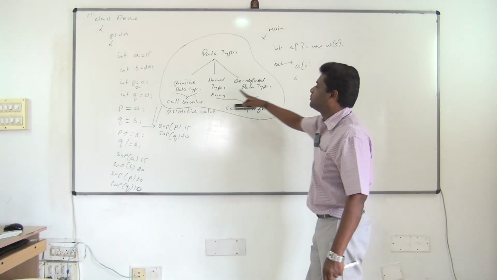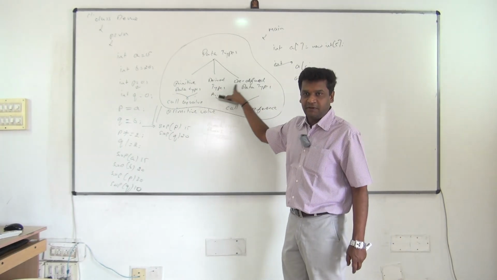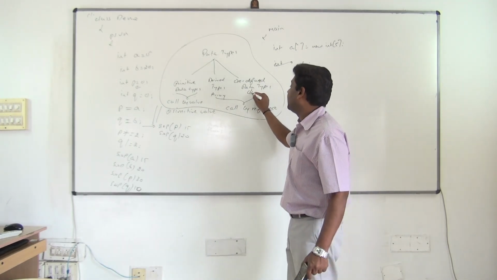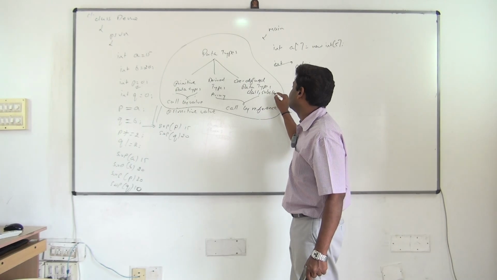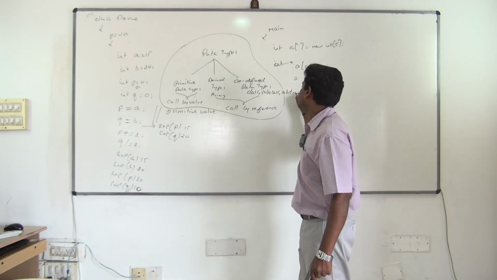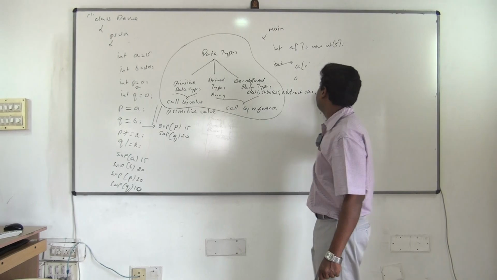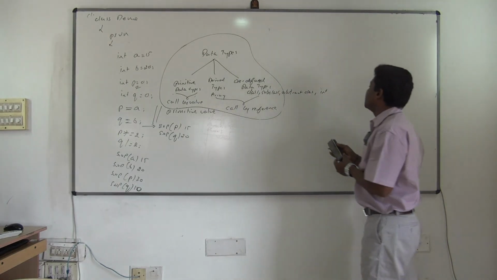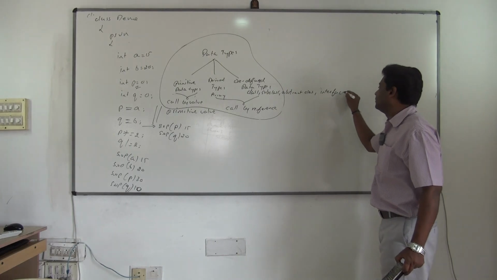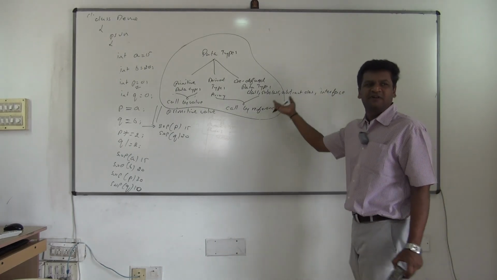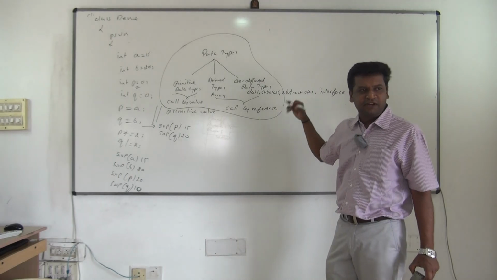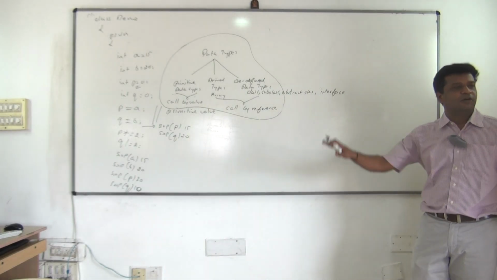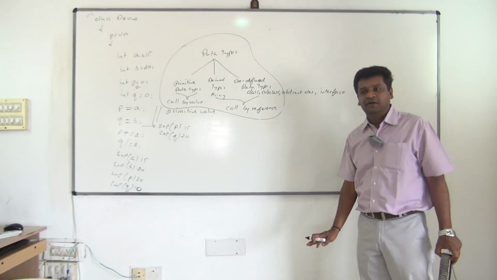So these are the different data types: primitive data types, derived types and user defined types. User defined types include class, subclass, abstract class, interface. When you send any of these as arguments, it will be called by reference. We have not seen all that till now, but when I send it, you will understand. So for all these data types it is called by reference.